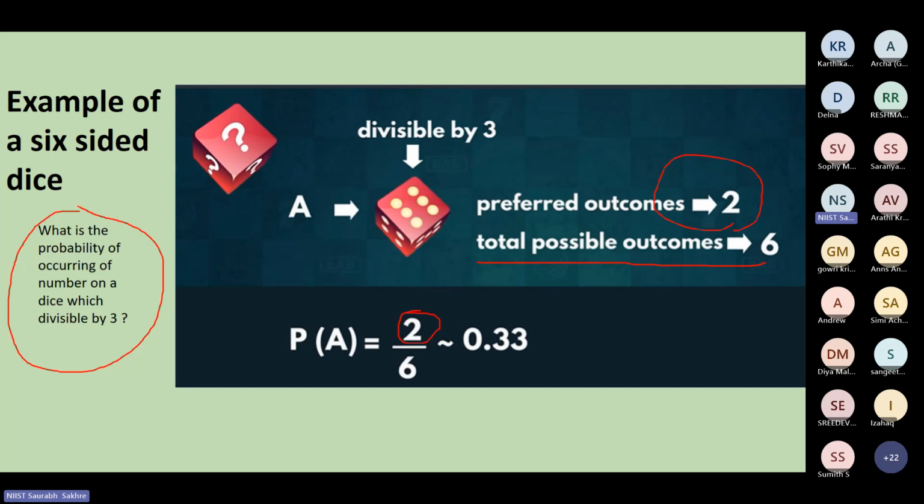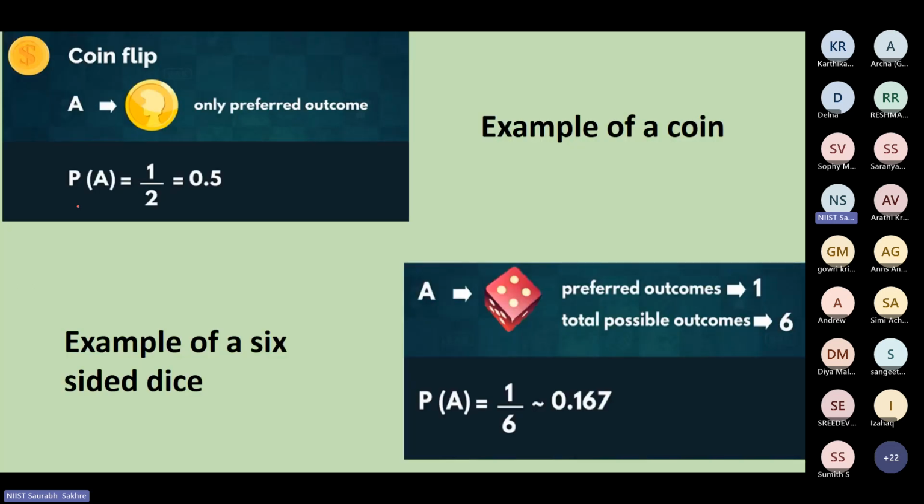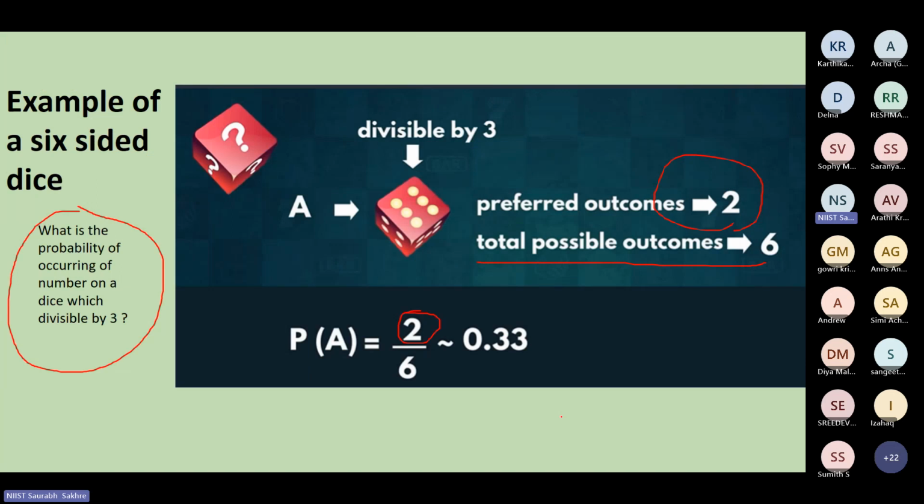That is 1 by 3. Now here I would like you to observe one thing. Here I had only one preferable outcome, so its chance was less, 16.7%. But here two outcomes are favorable, so the probability is doubled. 16.7 becomes double, and it becomes 0.33. I hope up to this point it is clear to you.